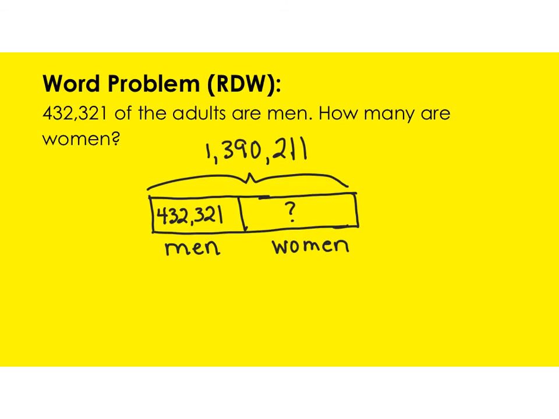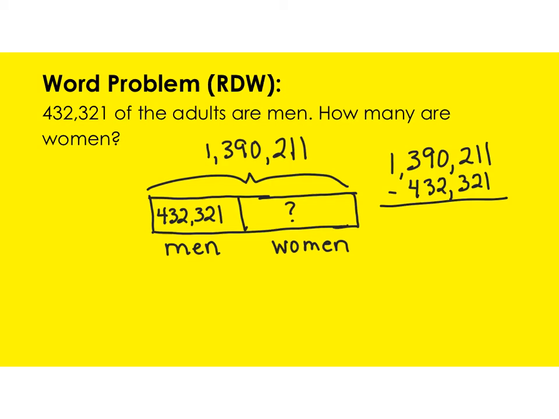Okay, from the previous problem, I found out that there were 1,390,211 adults in Kaohsiung. Of that 1,390,211, 432,321 were men. So now I want to find the difference between those two numbers so I can know how many women there are. So I'm going to write this as a standard algorithm. When we're finding the difference between two numbers, remember that would be subtraction.